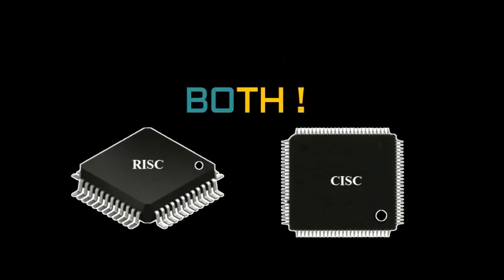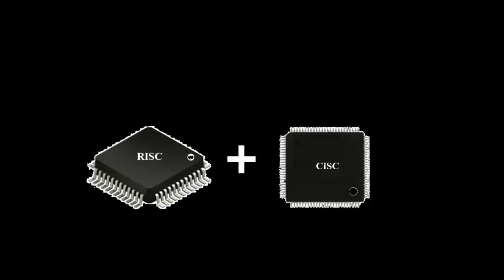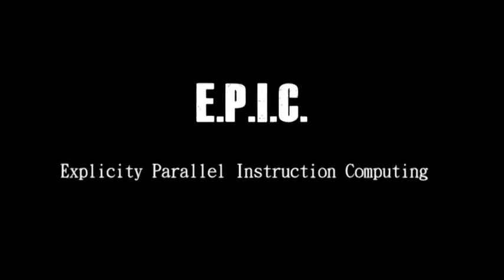And the winner is... His name is John C. Why? That's because both are suitable at their specific applications. In today's evolution, we use both RISC and CISC technology, which we call EPIC. This will be covered in another episode.